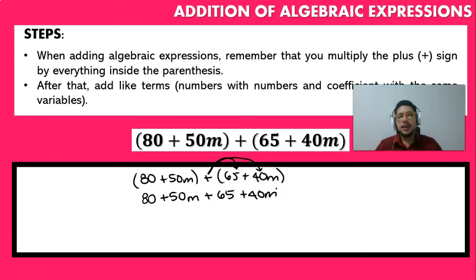We're adding it. So when we see this, we're going to see that we have 80 and 65, and they are both numbers. And because they are both numbers, they are like terms. And because they are like terms, we can reduce them. So 80 plus 65 is 145. And we have plus 50m plus 40m. They're also like terms. So plus 50 plus 40 is plus 90m.